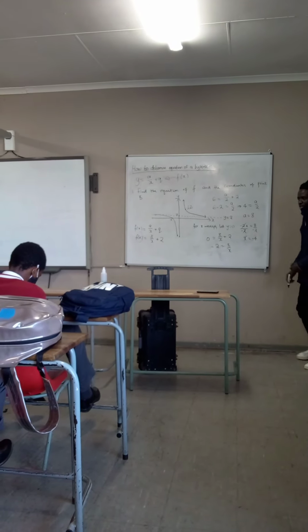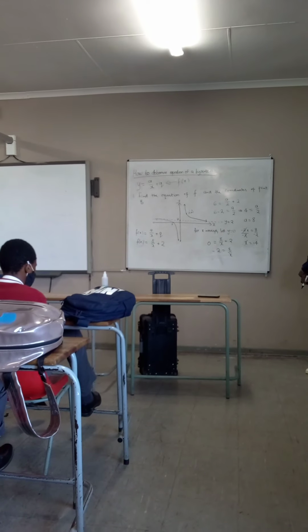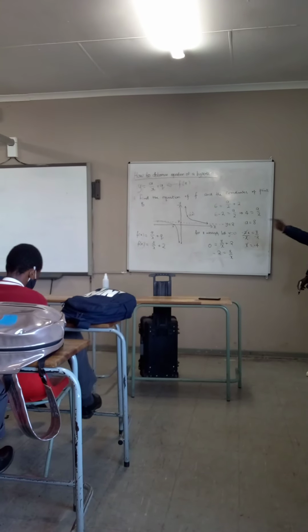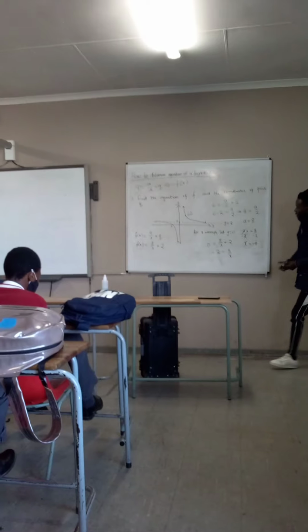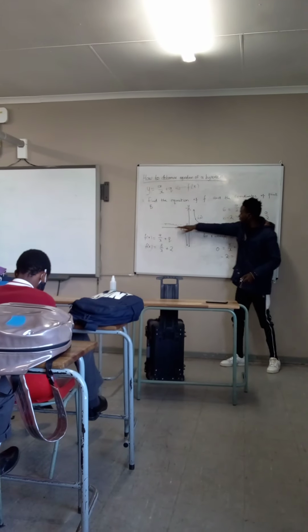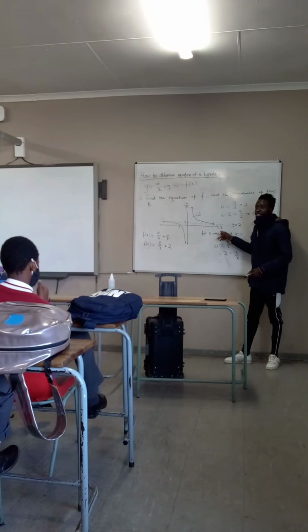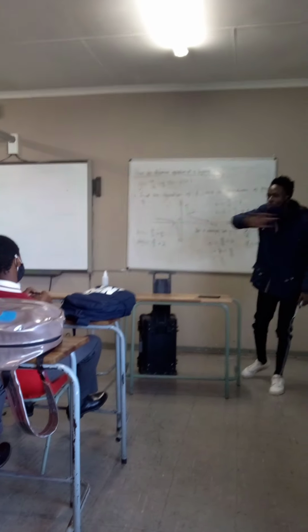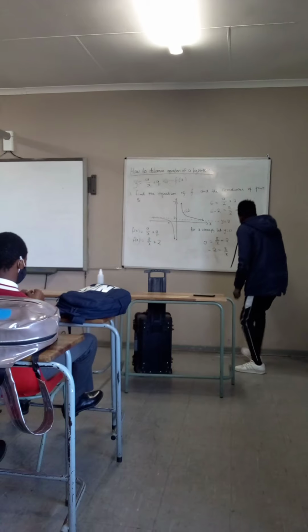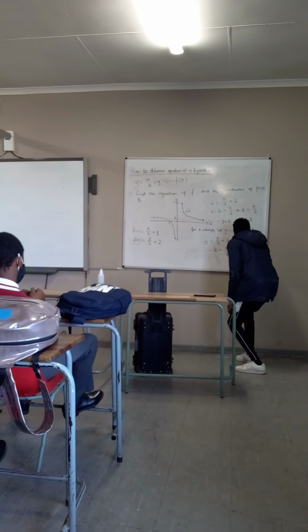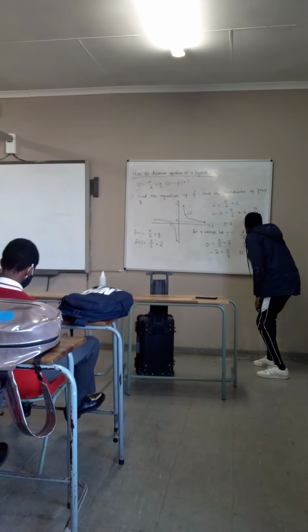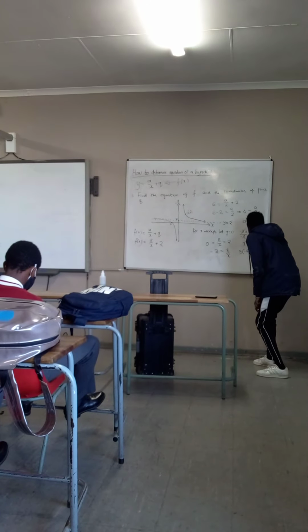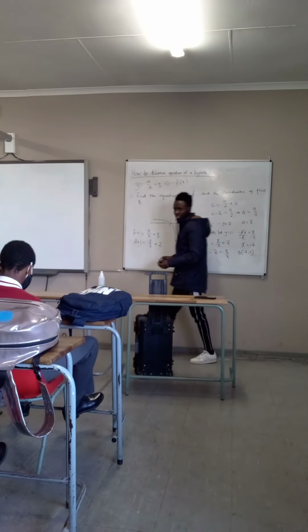What is my y coordinate for B? It is 0, right? Because this point lies on the x-axis, and on the x-axis, our y is always 0. That means my coordinate for B is (negative 4, 0).